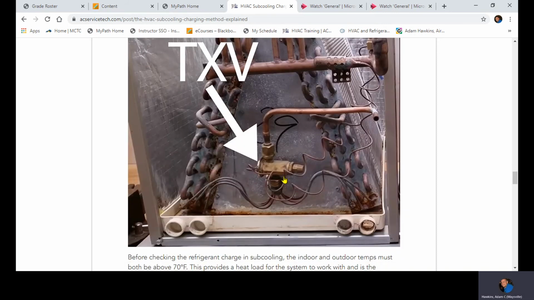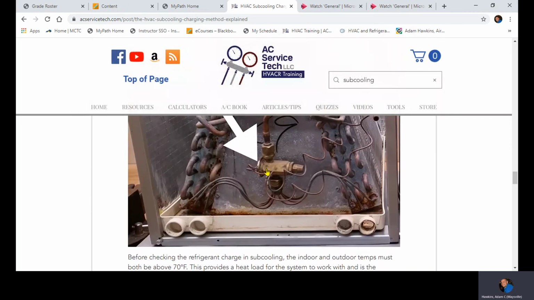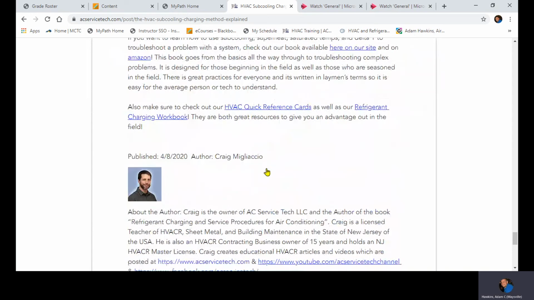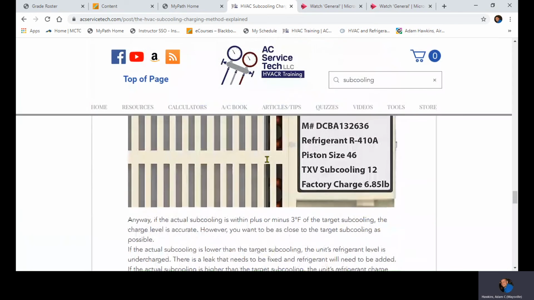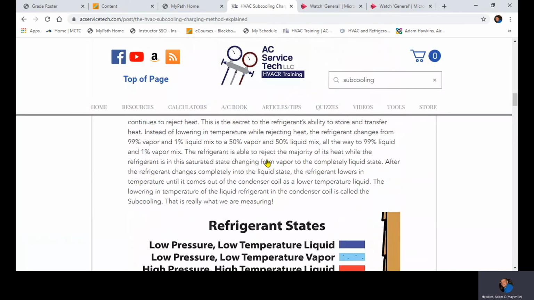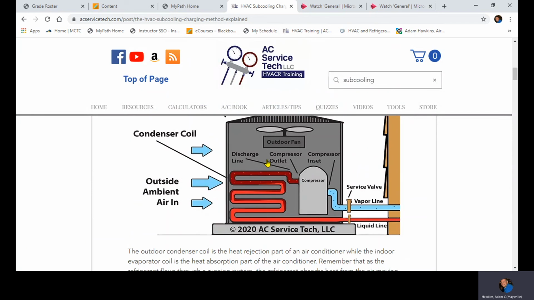There's a good picture of a TXV, kind of a funky looking thing, but pretty common. See those a lot. And that pretty much sums up superheat and subcooling in a nutshell. I know it's not going to be real clear to you yet, but hopefully that gives you a good idea how to do it. So when you come into lab, you should have an idea of the things you're going to need in order to measure superheat.